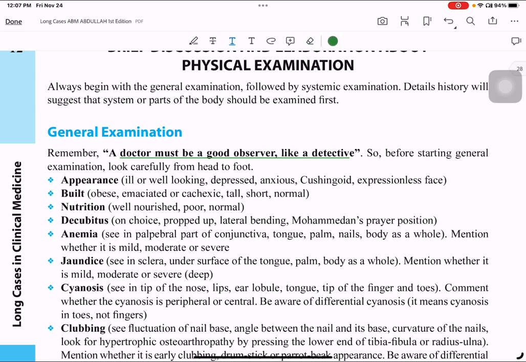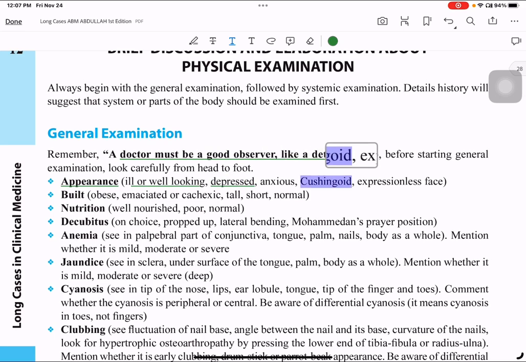He must look for the appearance of the patient. Does he look well or ill? Does he look depressed or anxious? Does he look cushingoid or have an expressionless face? Like in Parkinson disease, the patient has an expressionless face. A patient with Cushing syndrome may have a cushingoid face. The patient may be depressed or ill looking, or may look pale. The patient may look toxic in case of sepsis.